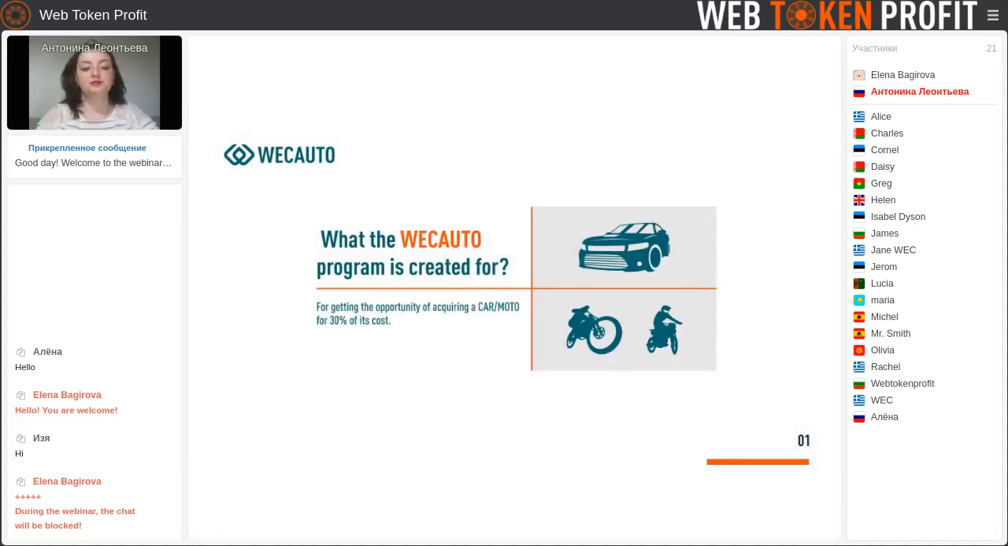First, what the WECAuto program is created for. This social program allows you to easily, comfortably, quickly and very cheaply buy a car or a motorcycle. What do you want to have in the system? The users make deposits to request and make a contribution of 30% of the car price in coins, and anyone can get their favorite car very cheap and easy.